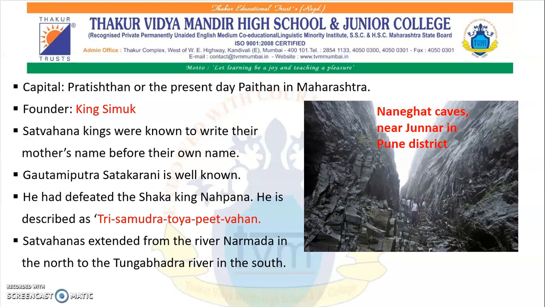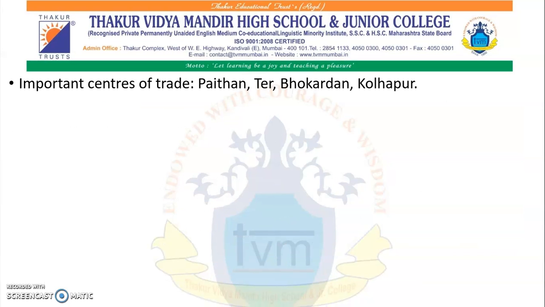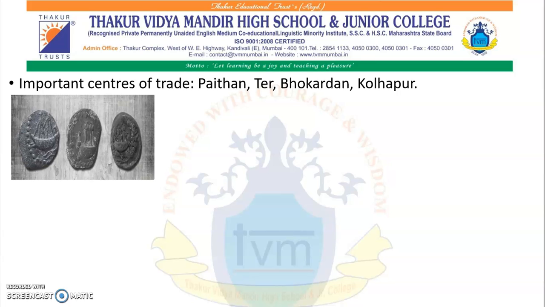Indian trade increased greatly during the Satvahana period. Paithan, Ter, Bhokardan, Kolhapur, these were very recognized important centers of trade at that time. Now, how do we come to know that they had trade relationships with other countries? From their coins. These are Satvahana coins, and we can see the picture of ships inscribed on these coins.